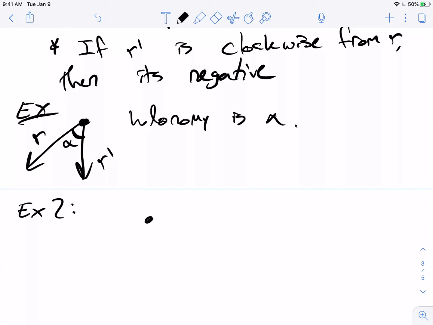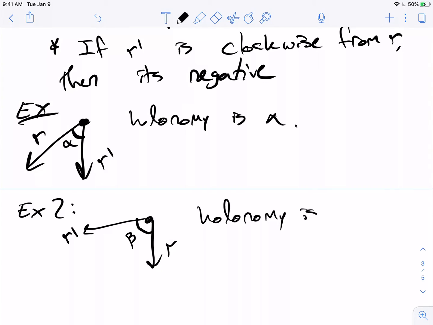In the other case, maybe this is r and this is r prime. Again, I always choose the smallest angle, so that angle is beta. But this time r prime is clockwise from r, so the holonomy is going to have a minus sign in front of it. So in this case, it's minus beta.